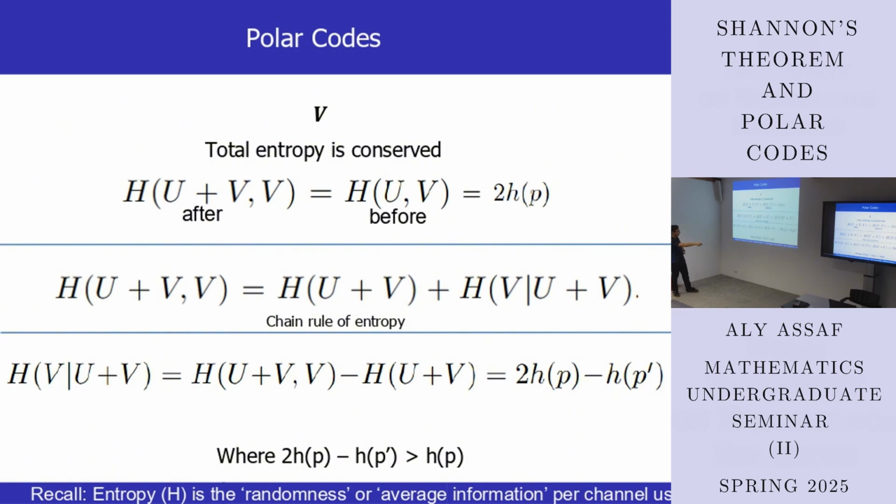Where 2HP minus HP prime is obviously greater than H of P as long as the probability is less than half, which is already a condition for binary symmetric channels. You want to know why it's a condition?